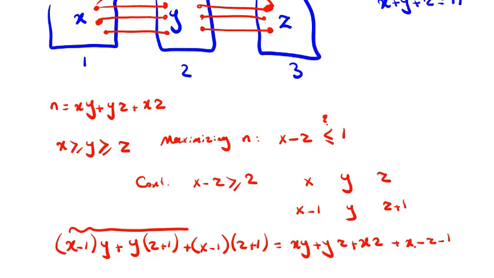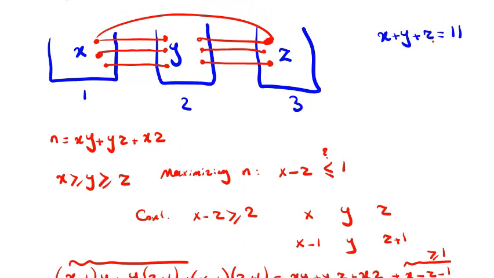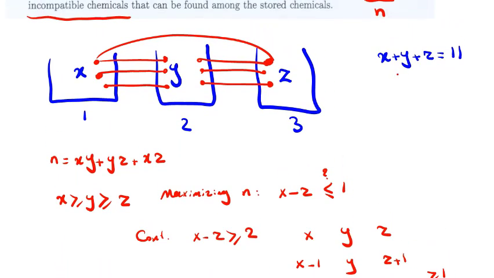And here we said x minus z is at least 2. So it is at least 1. So it is greater than this case by doing this. So if we consider the maximum case, the difference should be at most 1. So we have 3 integers whose sum is 11. Their maximum distance is 1. So the only possible case you can see is 3, 4, 4.